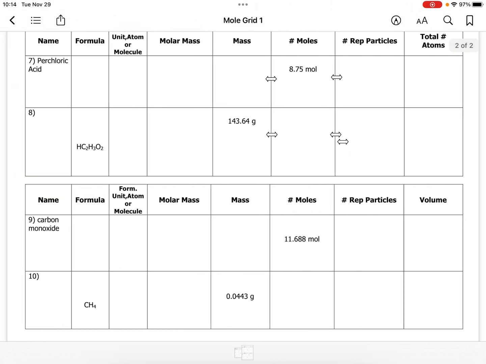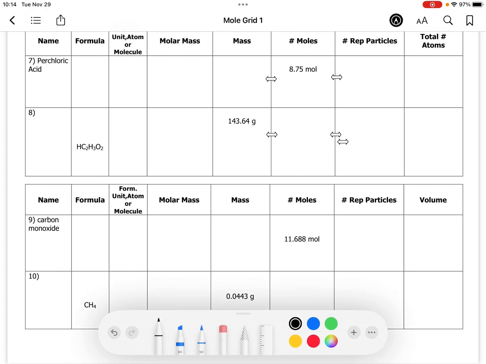Got to get smaller here. And we're going to do number 9. So number 9 is carbon monoxide. This is a molecule. Its molar mass will be 12.01 plus 16.00 is 28.01 grams per mole, and I'm given moles. So this is the one that I'm most concerned with here.